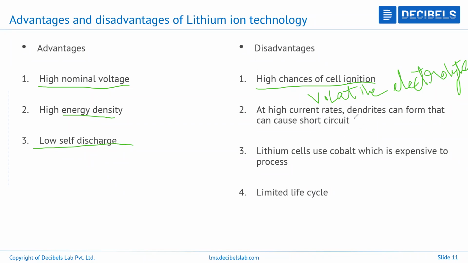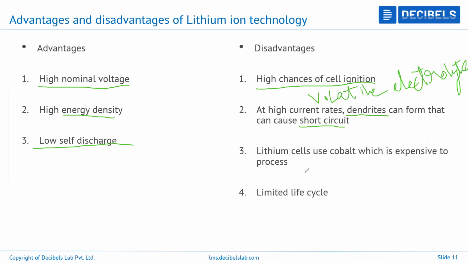One other major problem is dendrites. A good example would be your Samsung Galaxy Note 7. Because of dendrites, internal short circuits can form, and this kind of dendritic formation can occur at a very high rate within lithium-ion cells.